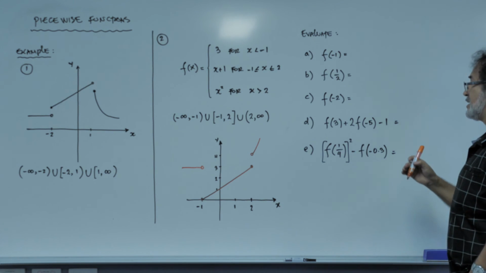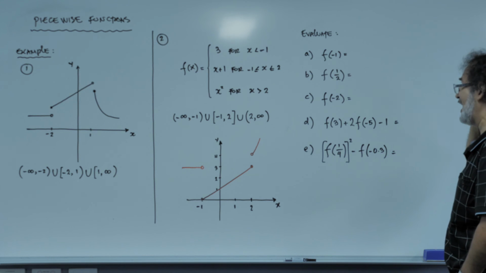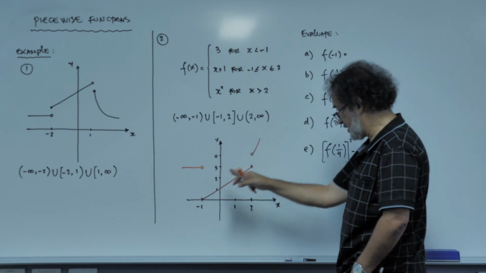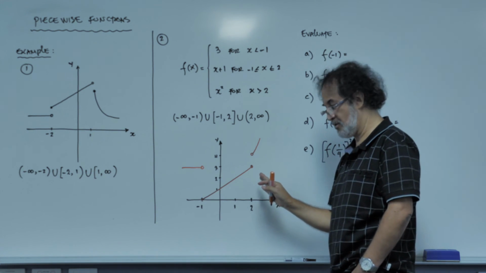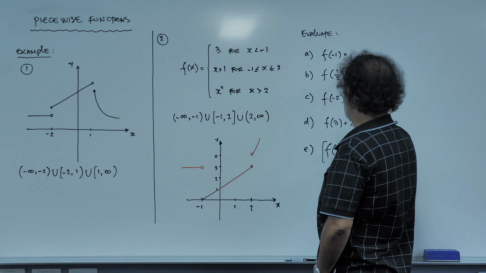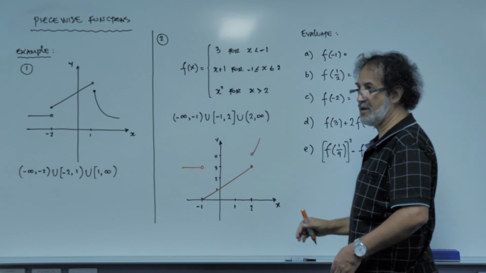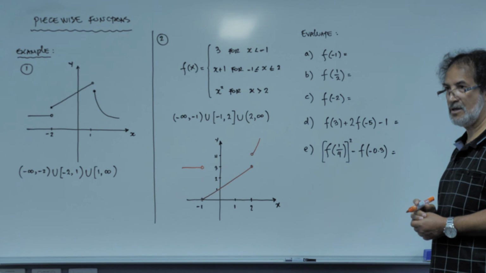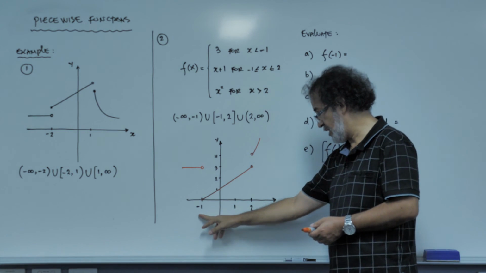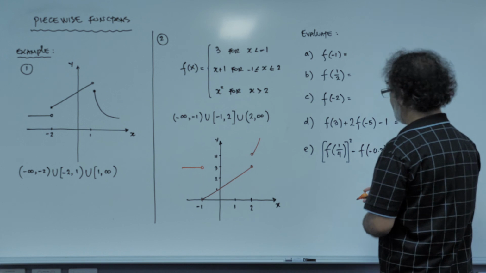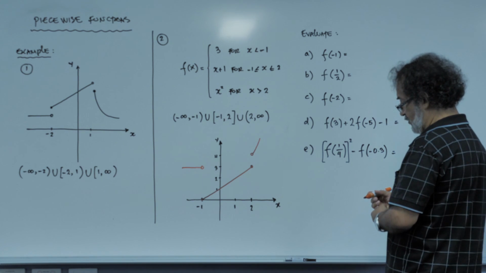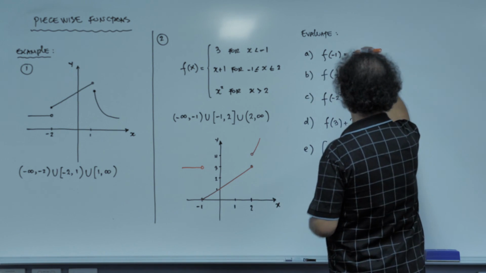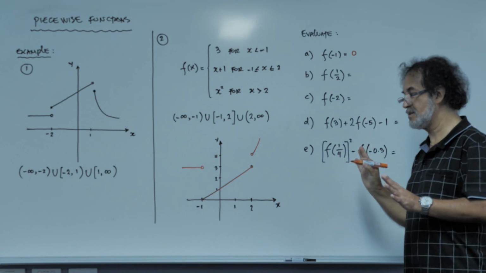Okay, so here we go. If we are evaluating the function at -1, which one of these sections of the function will we be using: the left, the middle, or the right? The middle, because the middle includes that one. And we know that f of -1 is 0. So that's the answer for that one.